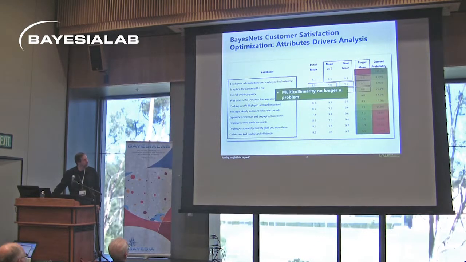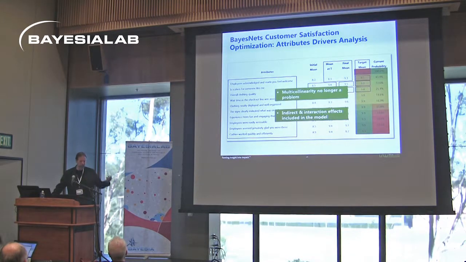Multicollinearity is no longer a problem. In fact, from what Stefan tells me, it actually helps a little bit, or BayesiaLab can actually leverage it to some extent. And you now have indirect interaction effects included in the model. You haven't settled for a series of bivariate regressions.